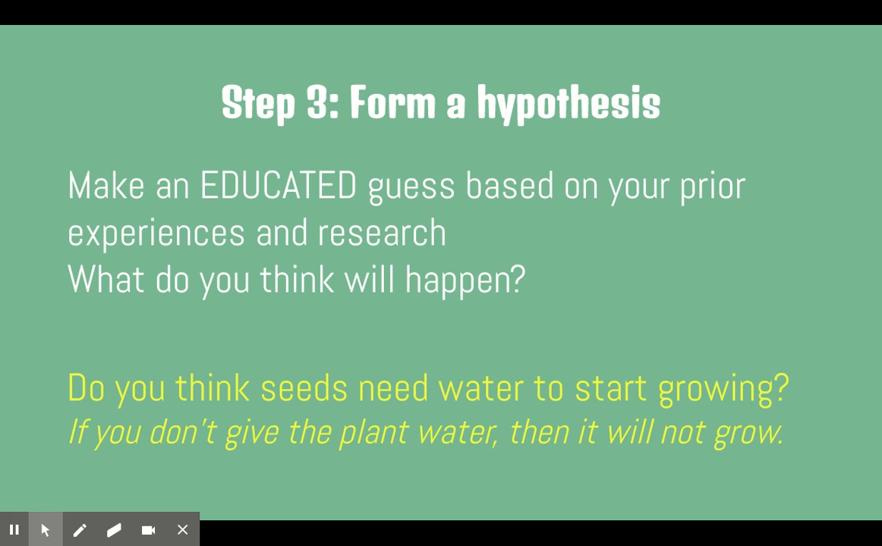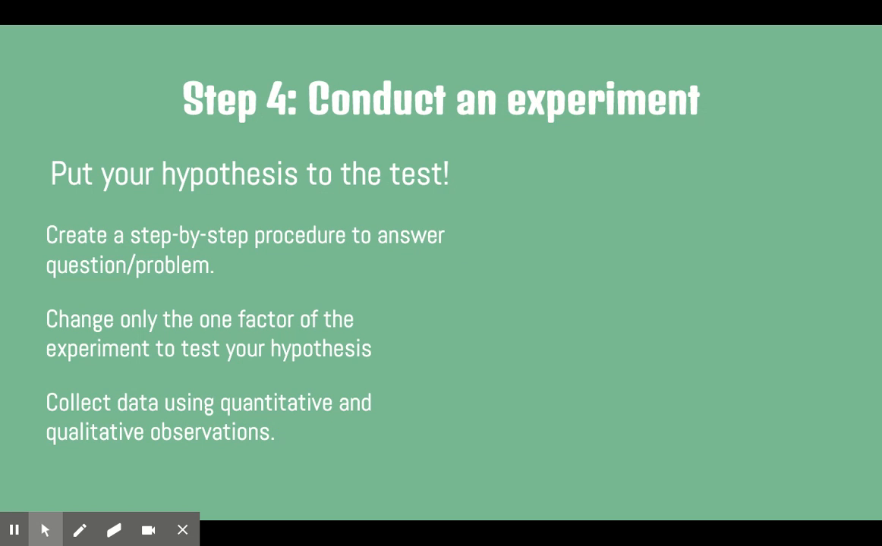So once you've formed your hypothesis, then you move on to step 4, and you put your hypothesis to the test. In step 4, you conduct an experiment. So you create a step-by-step procedure to answer the question or the problem. It's important that in your experiment, you change only one factor of the experiment to test your hypothesis. During this experiment, you'll collect data using quantitative and qualitative observations.